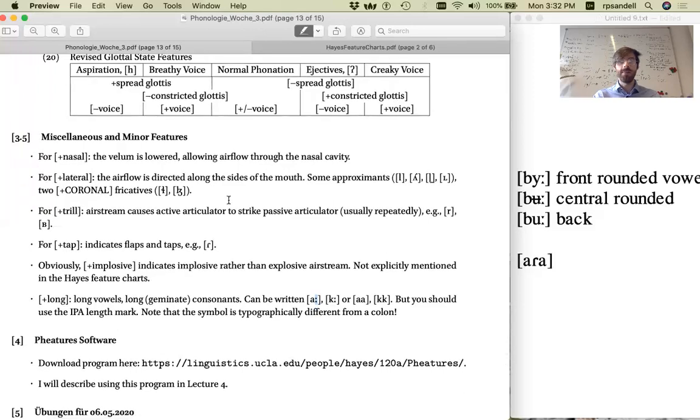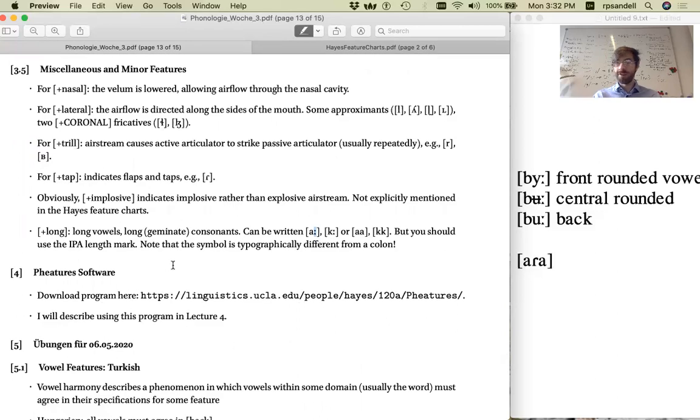Okay, one small homework assignment, which I would encourage you to do before the following lecture, is to download a piece of software. This is a piece of software written by your textbook author called Features. And I'm going to talk about how to use this program called Features at the beginning of the 4th lecture.